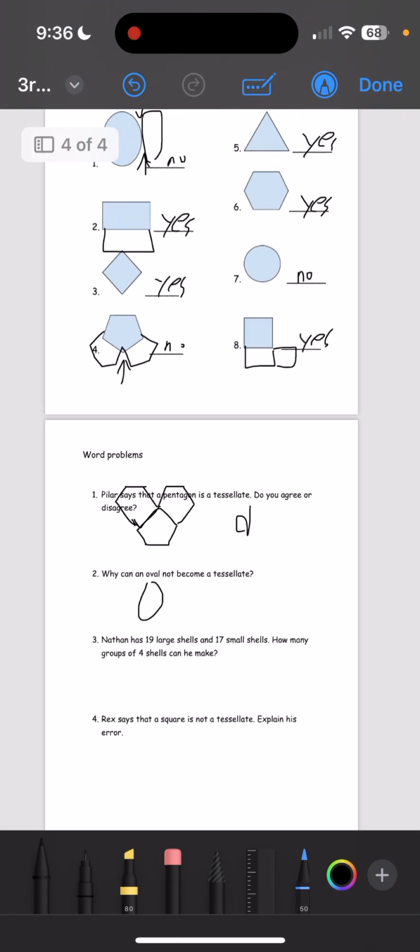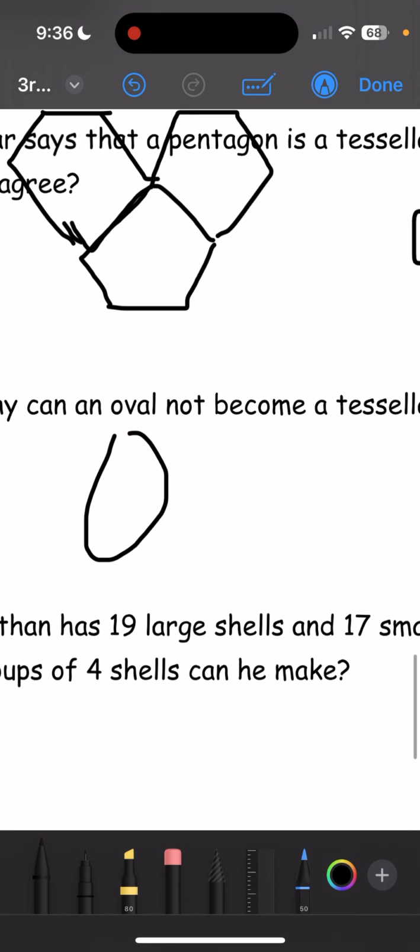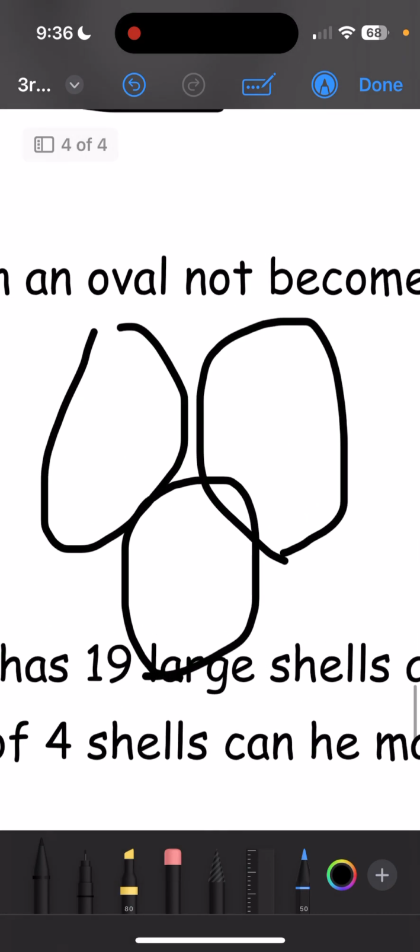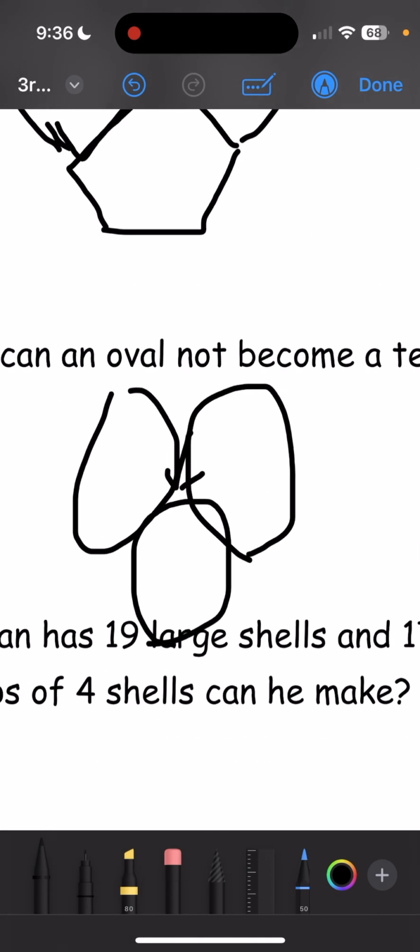Why can an oval not become a tessellate? Just like number 1 that we did up there, if an oval is placed next to each other, there will always be gaps somewhere between the ovals.